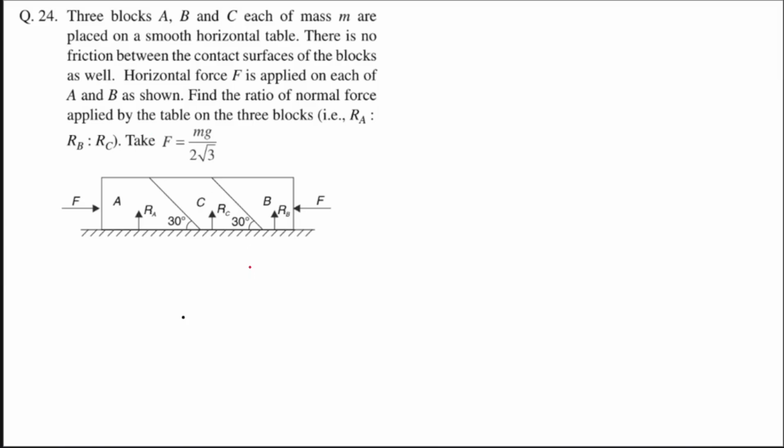चलो इस क्वेश्चन को सॉल्व करते हैं. क्वेश्चन क्या कह रहा है? We have three blocks A, B and C. Their dimensions are given over here as you can see in the diagram. These three blocks are kept on a table and the table is smooth.